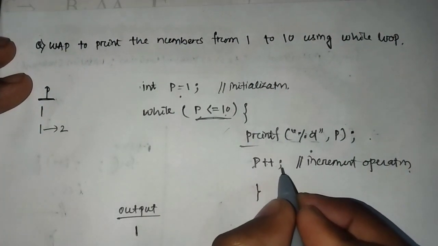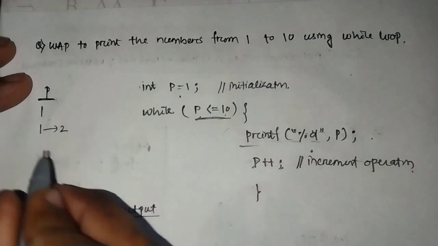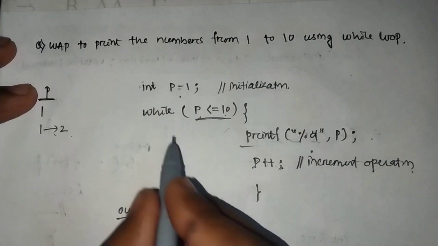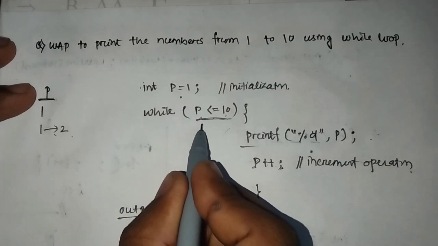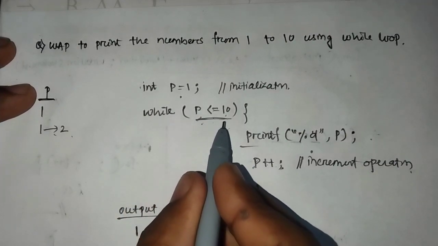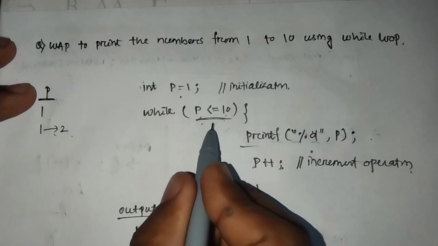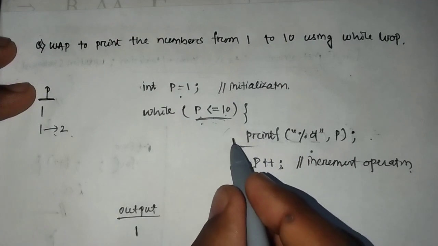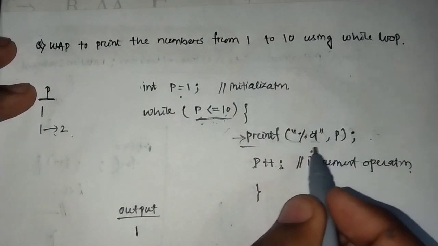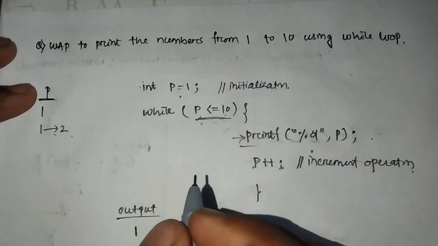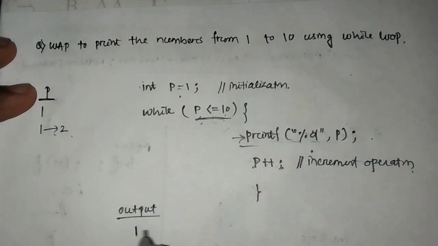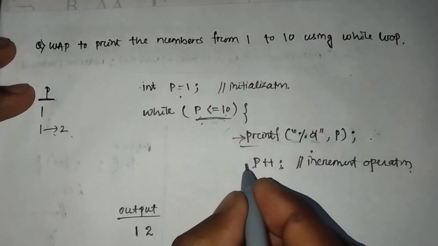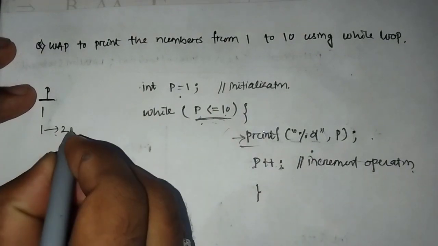p++ means p plus 1, that is 2. Then it will again check the conditional statement. Is 2 less than or equal to 10? Yes, true. So it will enter the parenthesis and read the statement, that is print the value of p. Now the value of p has changed from 1 to 2, so the output will be 2 now. After this statement it will increment again, that is 2 to 3.